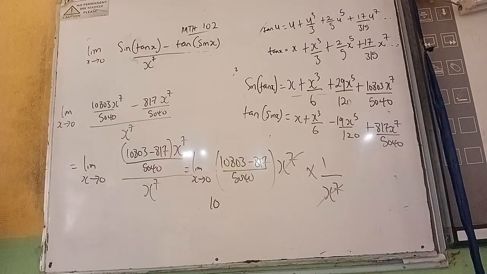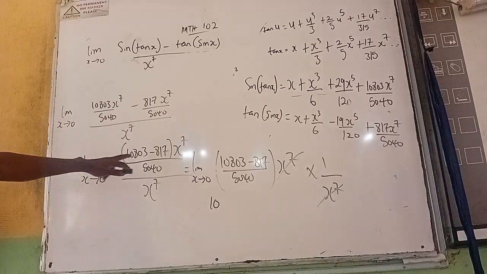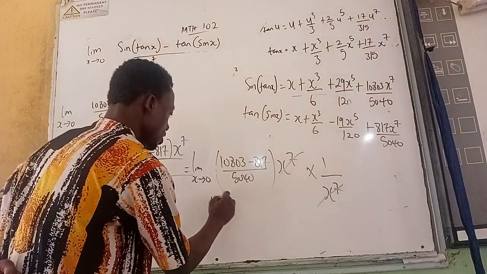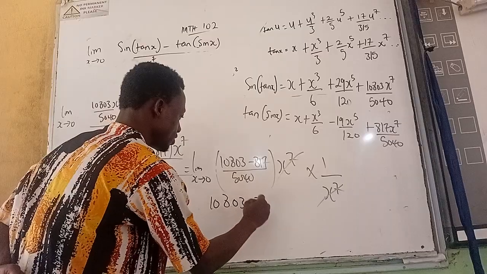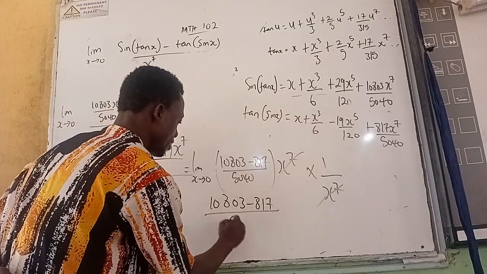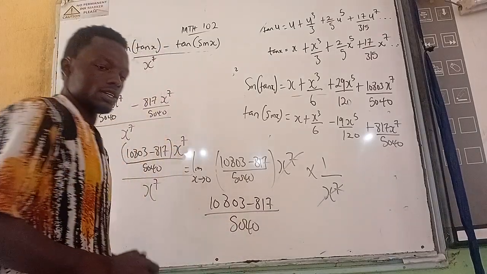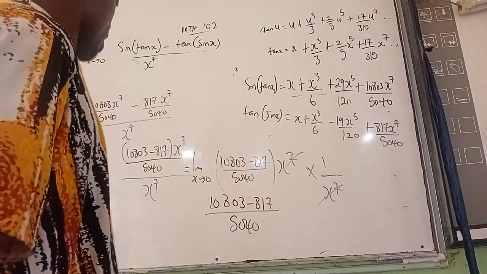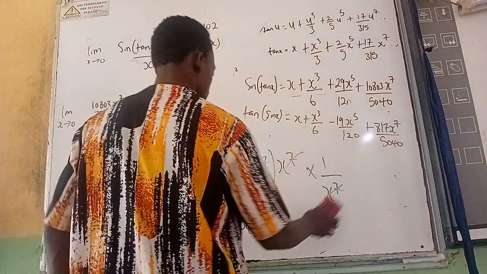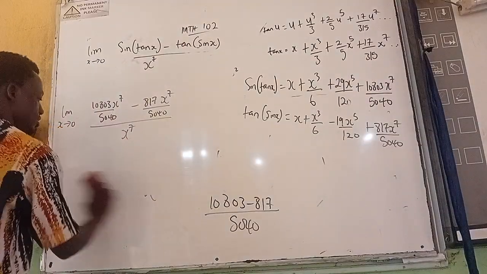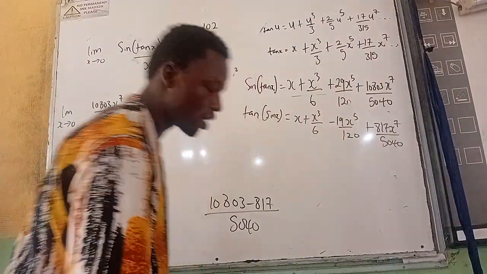There's a mistake. Yeah, there's a mistake. This value is very big. 10803 minus 817 divided by 540. I think, yeah, let's just do it. Let's just do it. I have to calm down and rest.